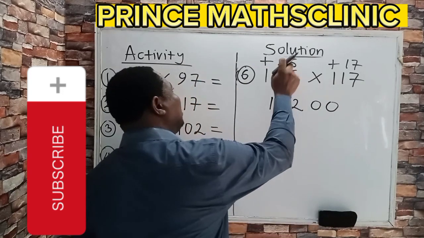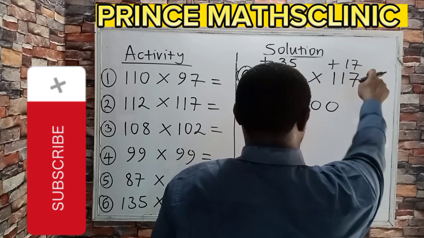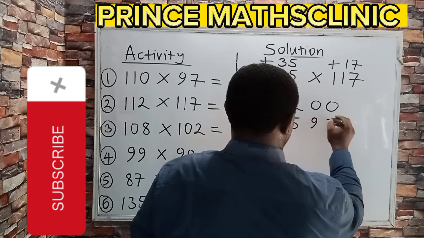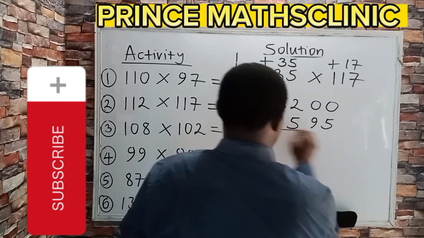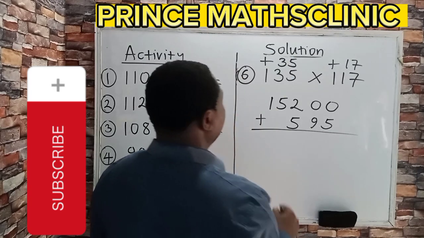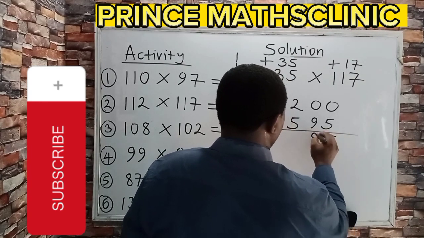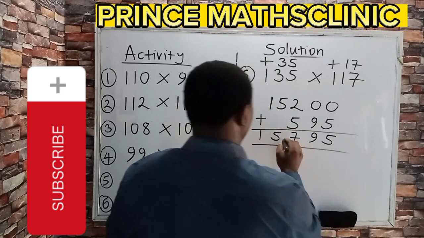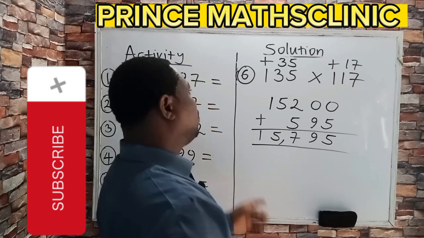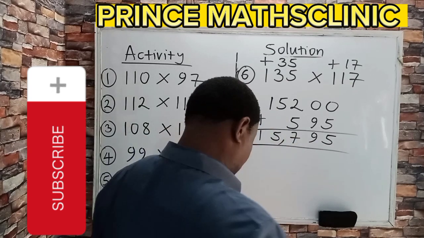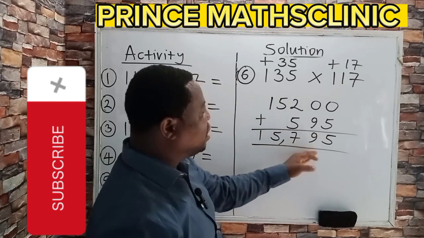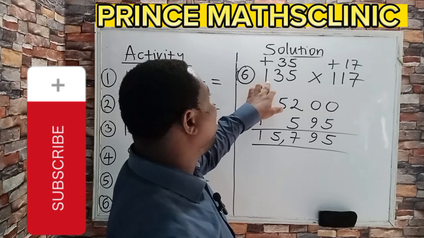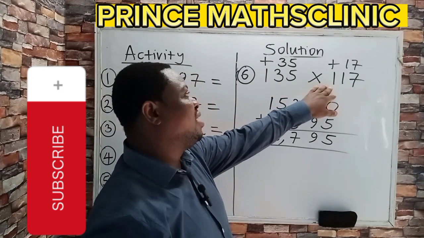Then if you now multiply 35 by 17, 595. So add it to this value, this becomes 5, 9, 7, 5, 1. So your result becomes 15,795. 15,795 is the result of multiplying 135 by 117.